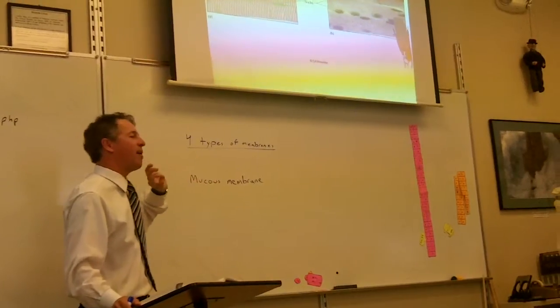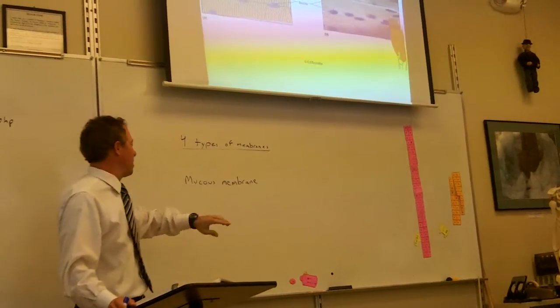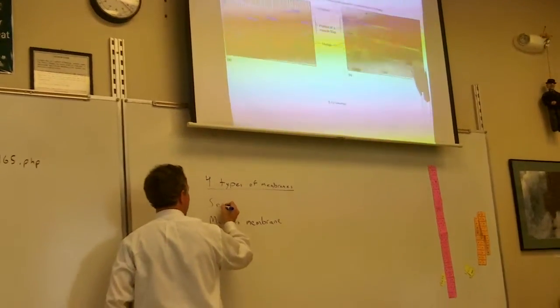Mucous membrane lines all the body cavities that are open to the outside. And then you have serous membranes, which it lists first in your book.